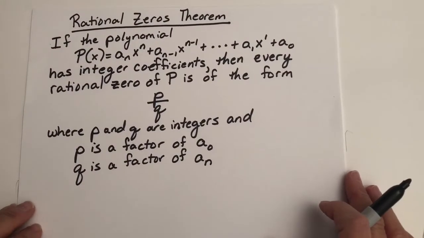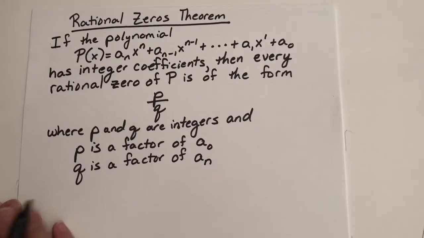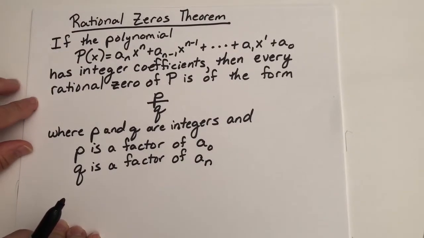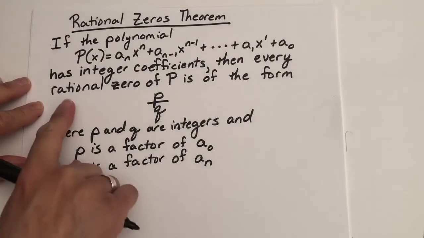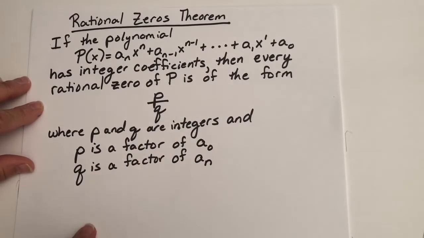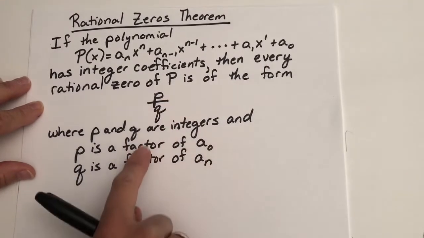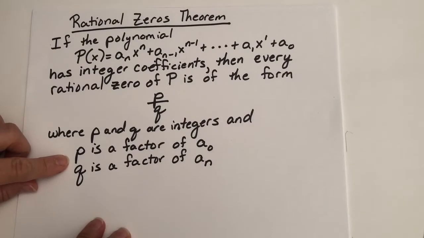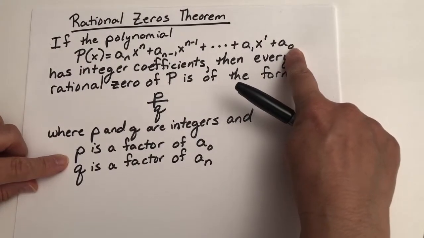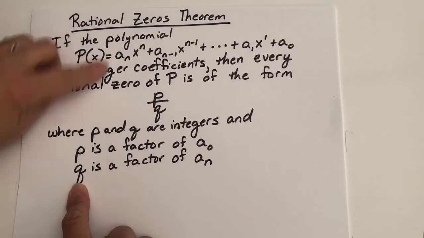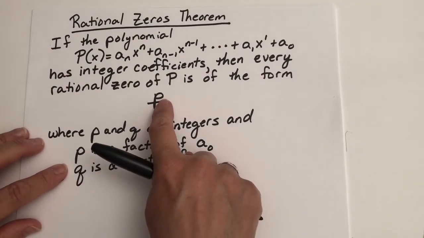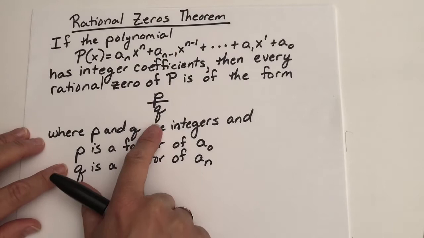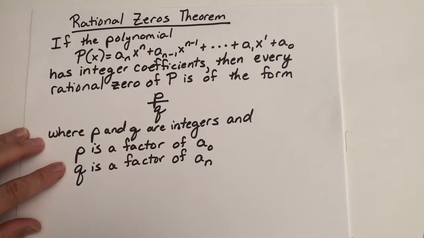The rational zeros theorem says this. We'll read it and then we'll boil it down. It says if you have a polynomial that has integer coefficients, then every rational zero of that polynomial is of the form p over q, where p is a factor of the constant and q is a factor of the leading coefficient. So the numerator of the rational zero must be a factor of the constant, and the denominator needs to be a factor of the leading coefficient.